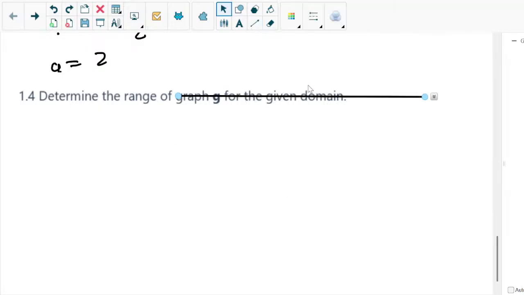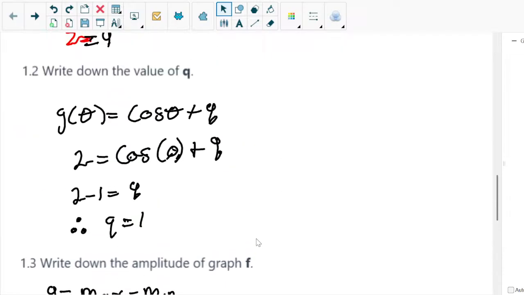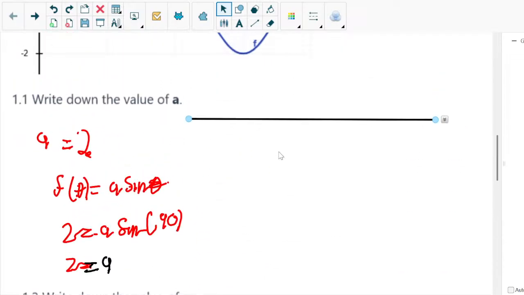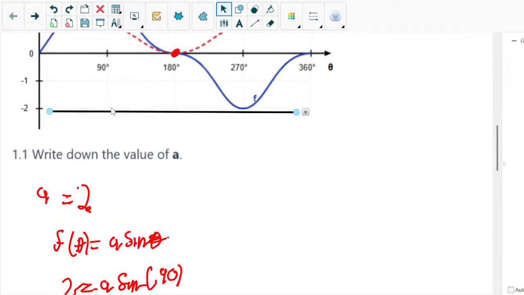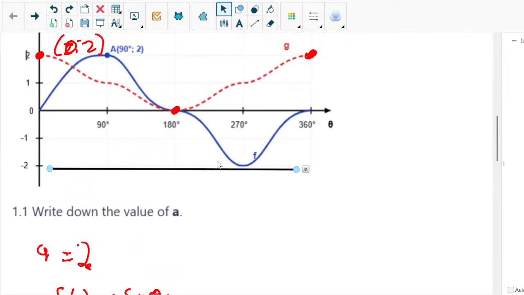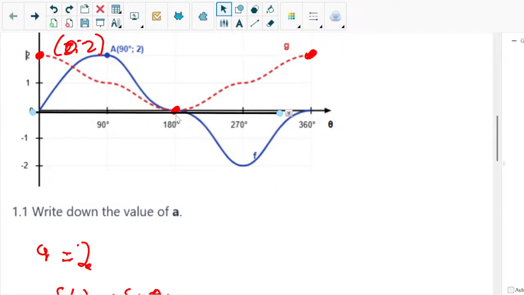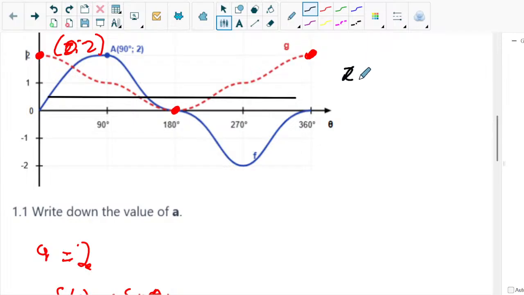Let me take my line. Am I horizontal or vertical? We are dealing with the range, so it's a horizontal line. You shift the line, go up until you touch g the first time. What is the point there? Our y is 0. So let's push it up. X is 180 and our y is 0. But we don't care about the x basically.